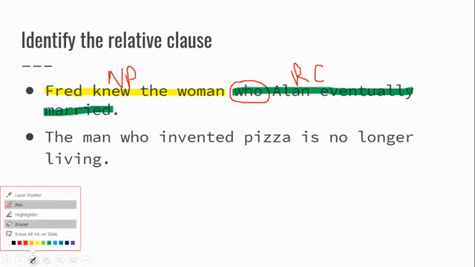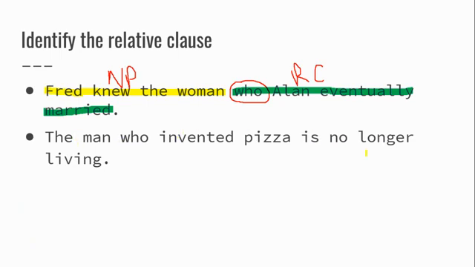Let's look at the next one together as well. So we have: The man who invented pizza is no longer living. First, we are going to want to find our noun phrase. We have the man. The man is a noun phrase. It's a very short phrase, but it is still our noun phrase.